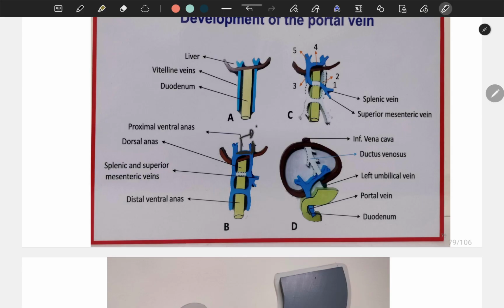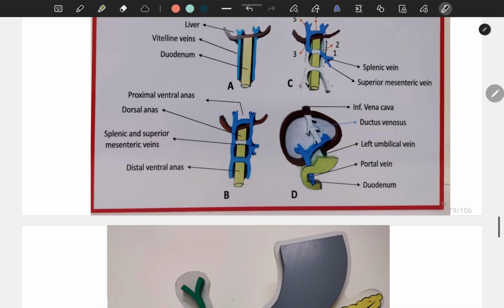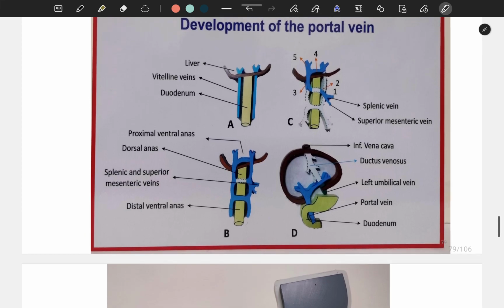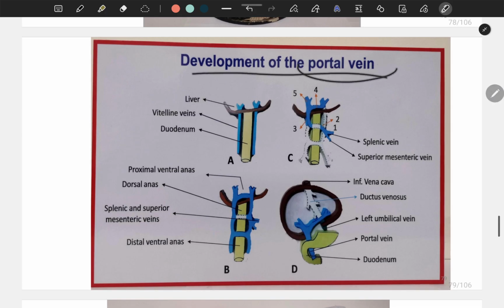What is this? Cranial anastomosis plus left vitelline vein above cranial anastomosis. Okay, this is the development of portal vein and branches.